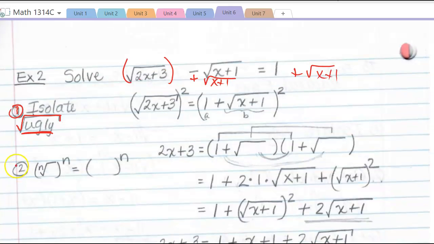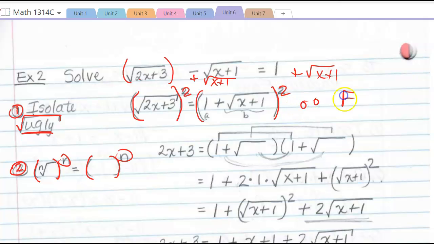For step 2, the next thing we need to do is to get rid of the radical. So we're going to put one set of parentheses on the left, one set of parentheses on the right, and then we're going to put a power. Since we had a square root, we're going to square both sides. Notice this should remind you of FOIL. So the square and the square root will cancel out, and that's how I get 2x plus 3.